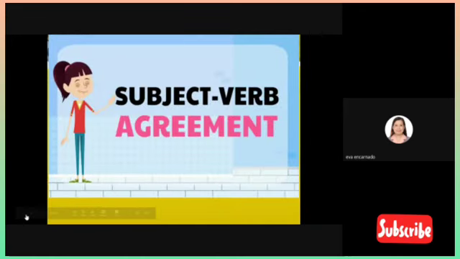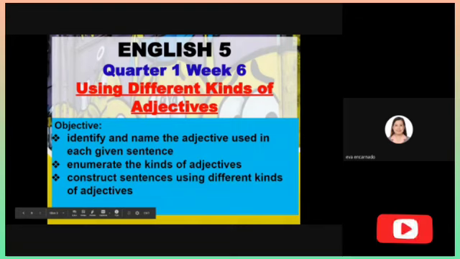Alright, class. I forgot to mention the objectives. So we have reached week 6 of our quarter 1 lesson. Our topic for today is about using different kinds of adjectives. Our objectives are: number 1, identify and name the adjective used in each given sentence. Number 2, enumerate the kinds of adjectives. And number 3, construct sentences using different kinds of adjectives.